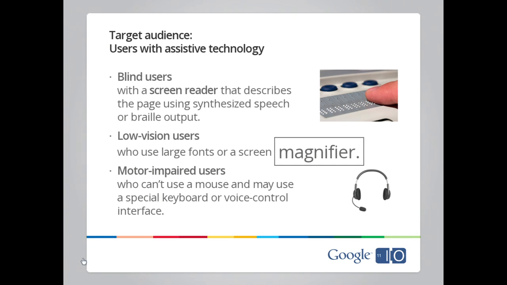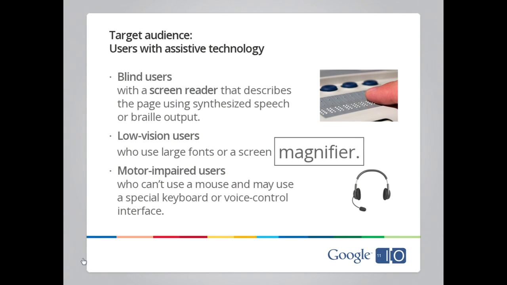Because at least for these three groups, we know something very valuable, and that's exactly how they're going to access our page. Users who are blind will use a screen reading software that describes the page using synthesized speech or Braille output. Users with low vision will use large fonts or a screen magnifier, which increases the size of the currently focused area of the page. And users who are motor impaired will generally use a special keyboard or some kind of voice control interface. And these three groups of users have one big thing in common, and that's that none of them are going to be using a mouse to access your page.